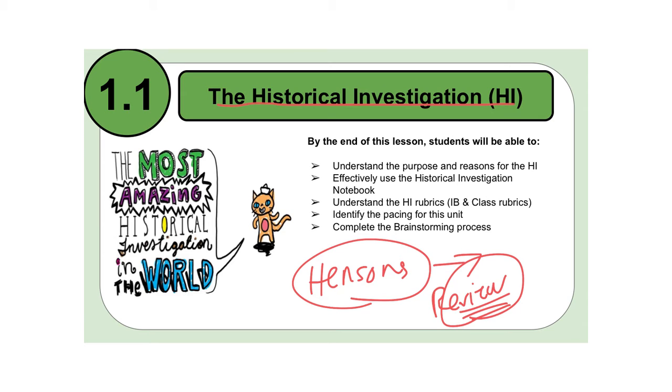So, what are our lesson objectives for today? By the end of our lesson, we will understand the purpose of the HI. We will also effectively use the historical investigation notebook. We will also be able to understand the HI rubrics for both the IB as well as the class rubrics, identify the pacing for this unit, as well as complete the brainstorming process.